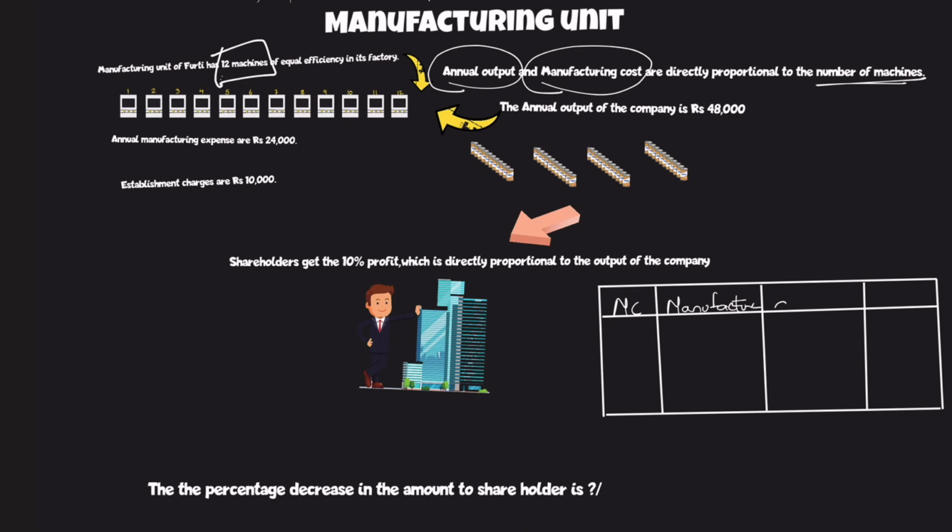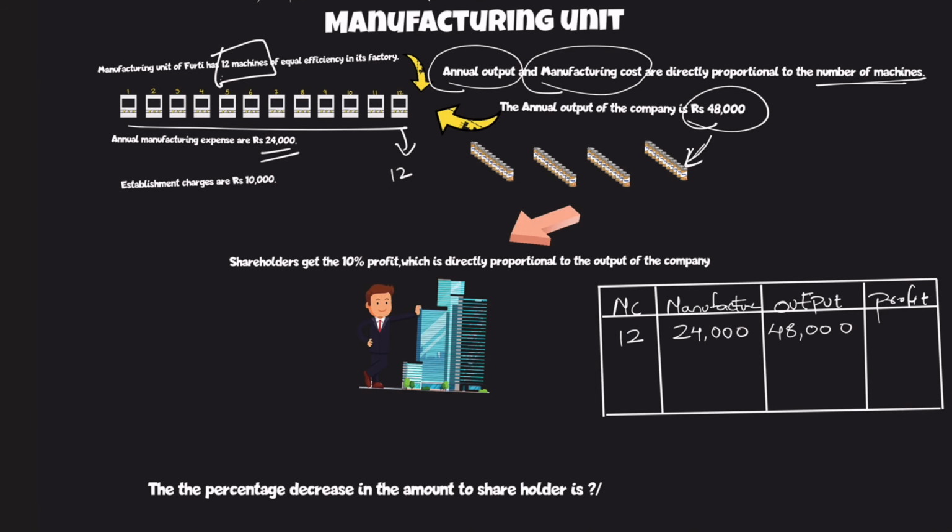Manufacturing cost and annual output both are dependent upon the number of machines. So if I have 12 machines, what is the manufacturing expense? What is the manufacturing cost that will be required? That is 24,000, given in the problem. What is the output? How many Furti bottles will they produce? That will produce 48,000 worth of Furti.